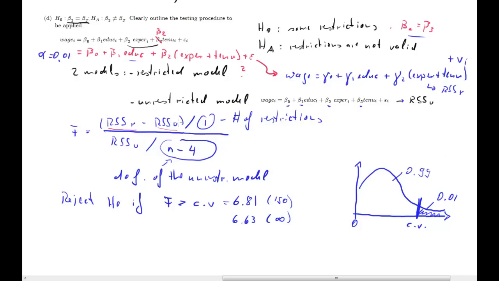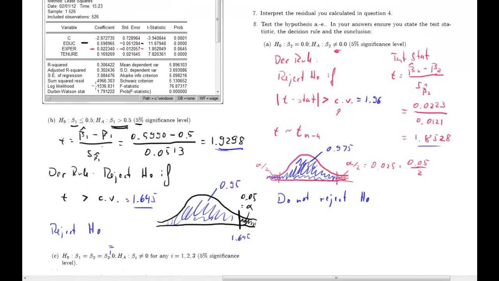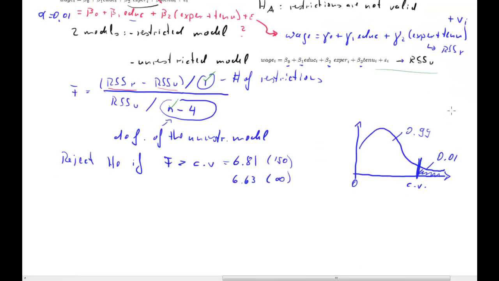Let's think about, what do we have? We know how many restrictions we have. We have the n, so we know that is 526 minus 4. The unrestricted RSS, that's the RSS from this regression. Well, if we go back, we know this to be here, the sum of squared residuals, that is 4966.303. So let's just write this down here. That is 4966.303. So we have this value as well, and that appears here as well.